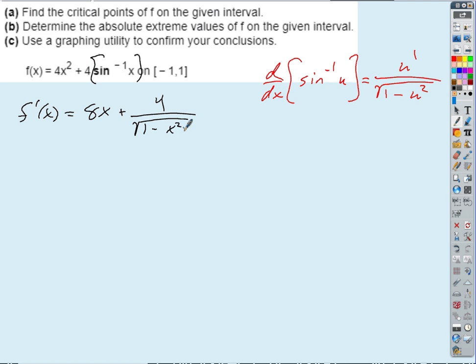Okay? So we want to find all critical numbers. Okay, so critical numbers would be where? Where the derivative is undefined or 0. So where would the derivative be undefined?